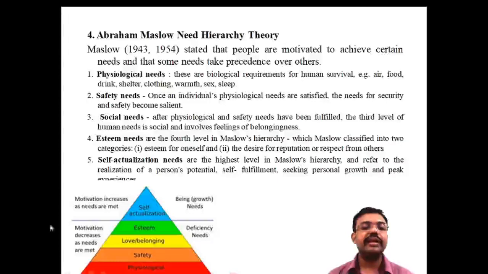So look at this diagram. He suggests that, starting with the first, the employee or the individual thinks about the physiological needs. That's the first important one, the physiological.